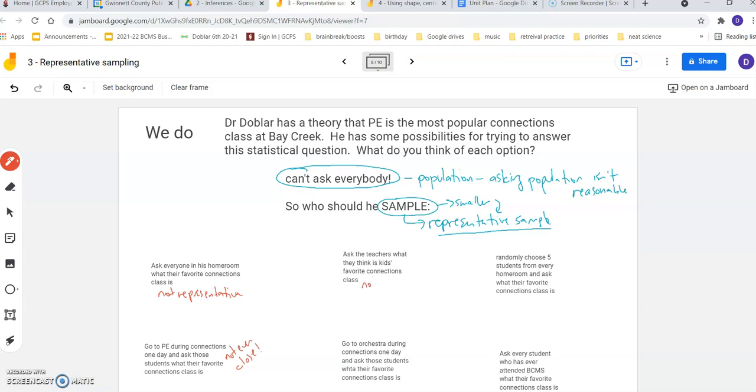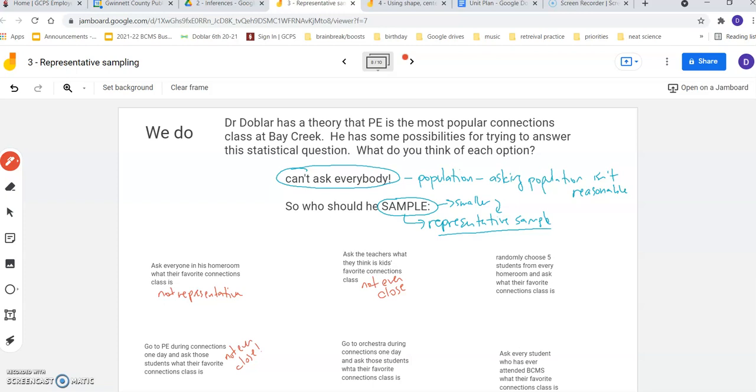Ask the teachers what they think the kids' favorite connections class is. Well, that's not even close either, because I'm not even asking the right people the question. If I ask my teacher next door, what do you think's the best connections? What do you think the kids like the best? They could just be wrong. So that's not even asking the right people the question.